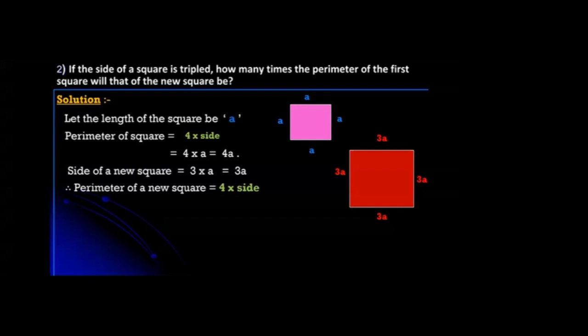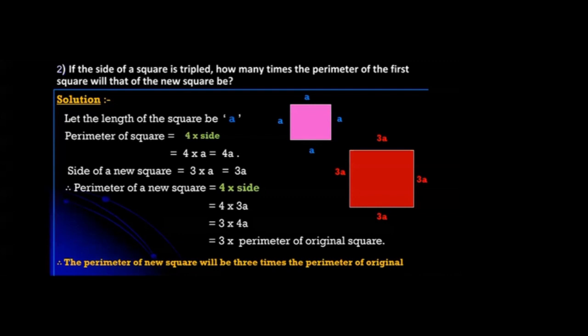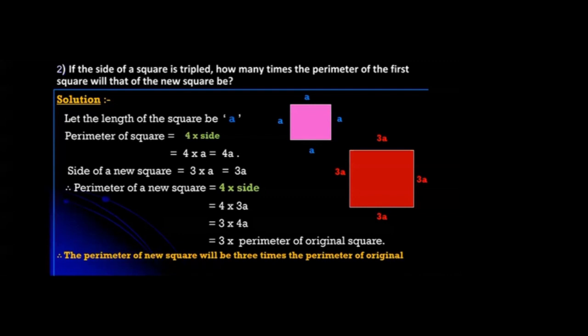As per the formula, it will be 4 multiplied by side. So 4 multiplied by 3A. So 3 multiplied by 4A is equal to 3 multiplied by the perimeter of the original square. You can see, children, the perimeter of the first square is 4A, 4 times of A. Therefore, the perimeter of the new square will be 3 times the perimeter of the original square.